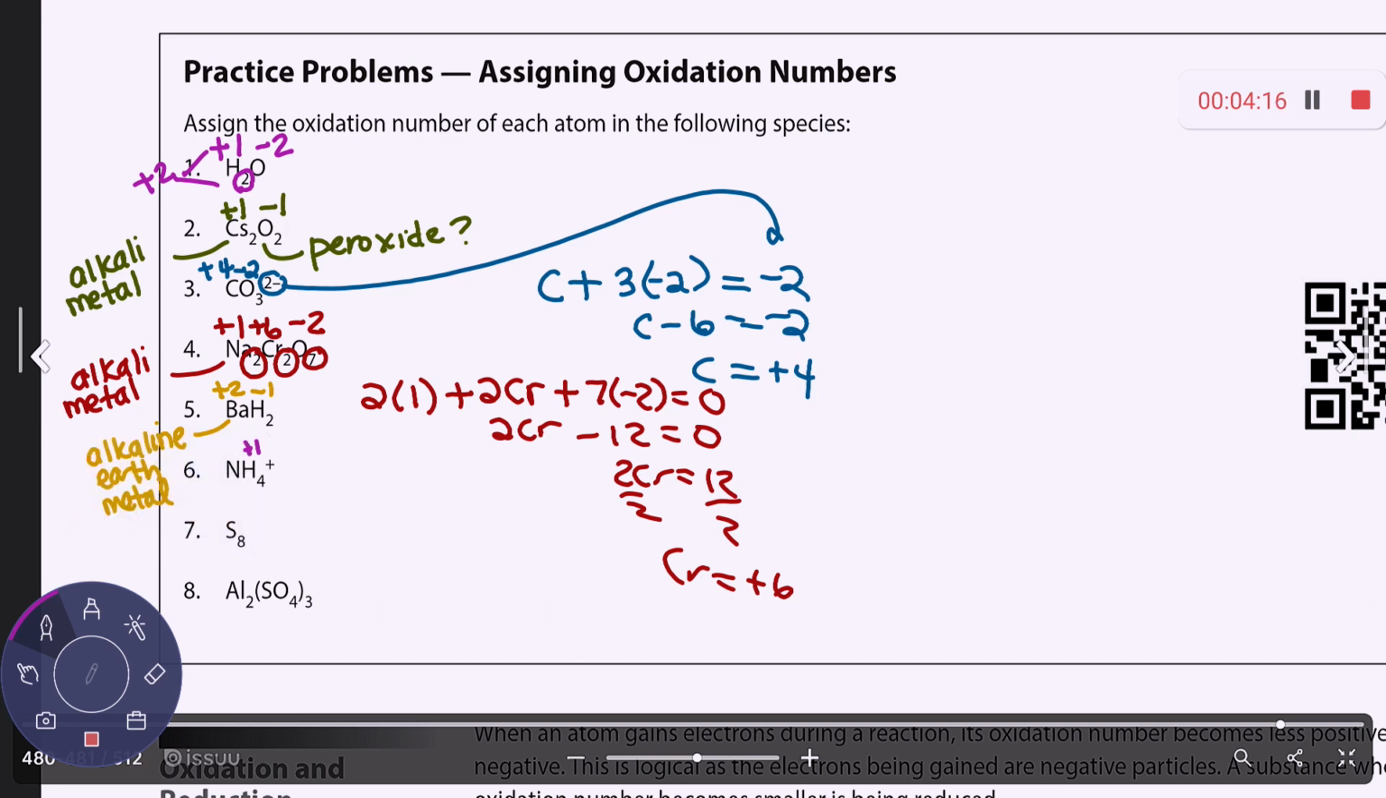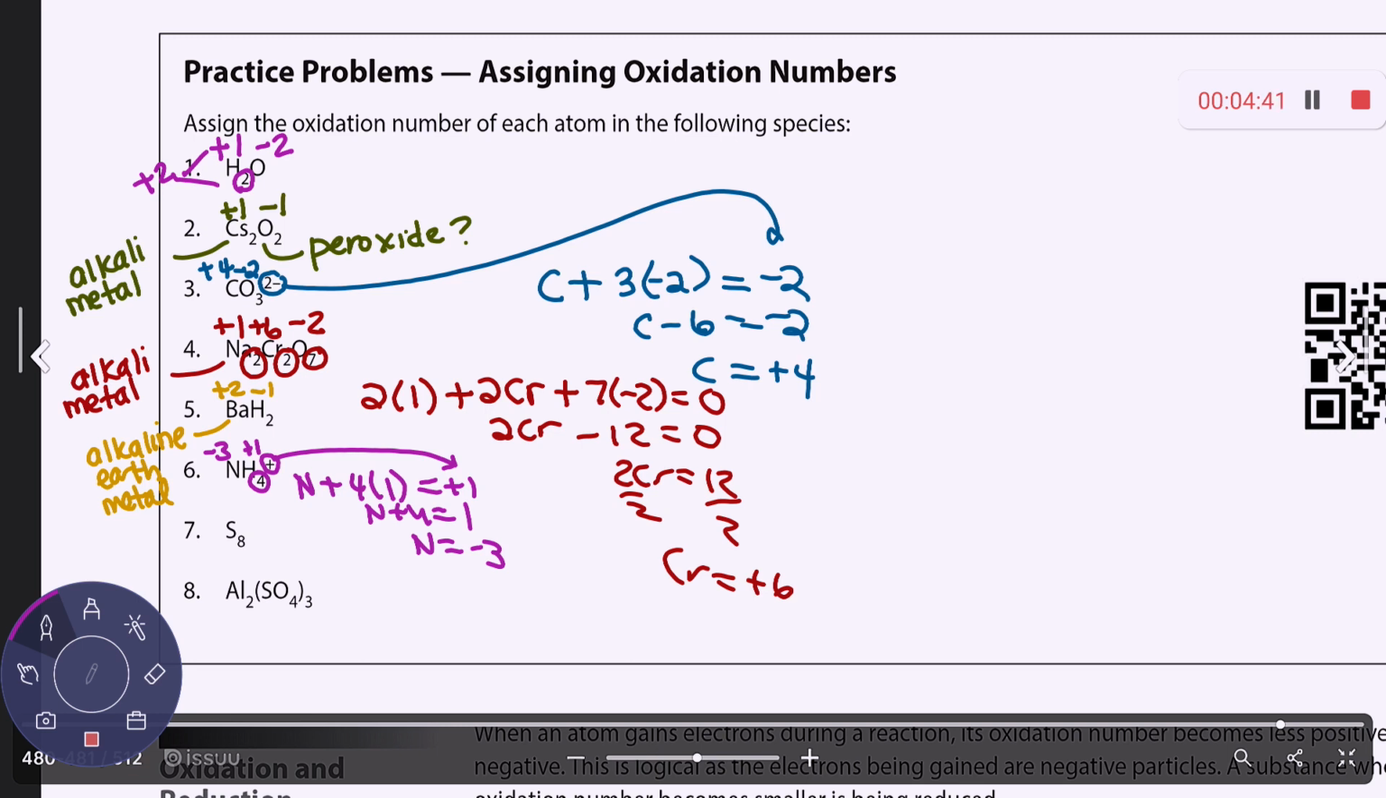+1, so that means you have to calculate nitrogen. So nitrogen plus how many hydrogens? 4 times a +1 equals what? 1, because that's the charge on this polyatomic ion. So N plus 4 is 1, subtract 4, N is -3.